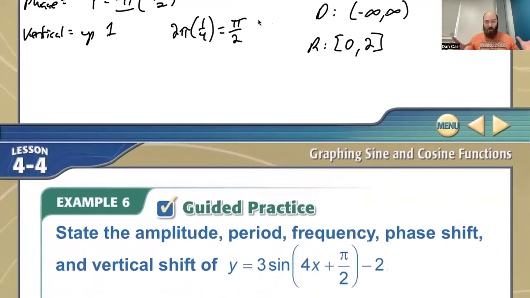So again, the focus today was talking about these phase shifts as well as a vertical shift with our graphs.